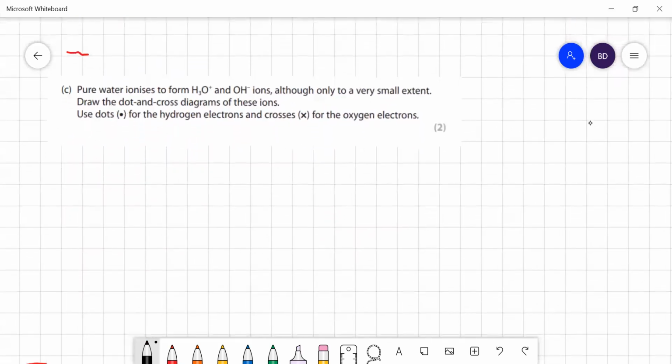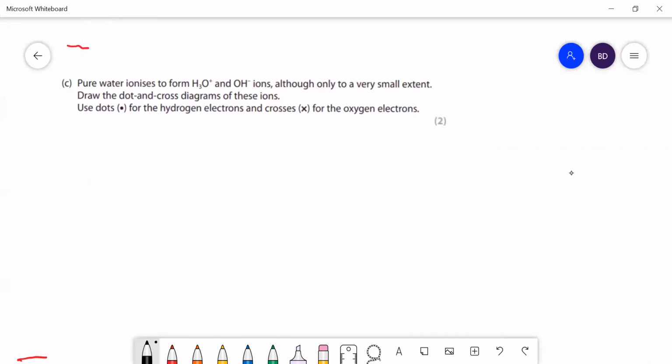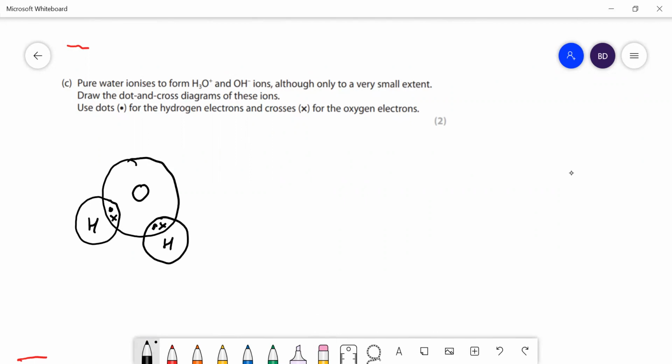Right, pure water ionizes to form H3O plus and OH minus ions, although only to a very small extent. Draw dot cross diagrams of each of these ions. Well, you don't have to draw this, of course, because it's not asking you to draw the water, but I'm going to draw a dot cross diagram for the water molecule. Draw it a bit bigger, just to explain. Right, so the dot cross diagram for that: the oxygen has a single covalent bond, so a dot and a cross in each one there, dot from the oxygen, cross from the hydrogen. The oxygen is in group 6, so it's got 6 dots, 6 electrons in that shell. I've only drawn 2, so we need 2 lone pairs, 1 there, 1 there.